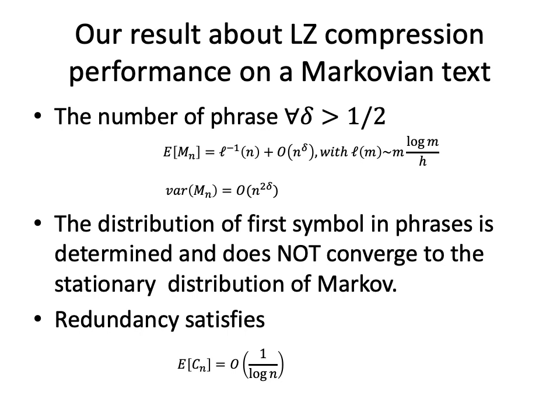The variance is not as precise as it was before. We can only say that it is more than linear, but as close as possible to linear. The distribution of the first symbol in a phrase, which is a surprise in this study, is not equivalent, even asymptotically, to the stationary distribution of the Markov source. As we will see after, the redundancy satisfies the same property, as we remember, it is of order 1 over log n.